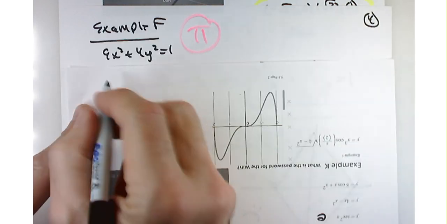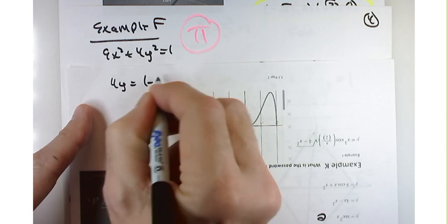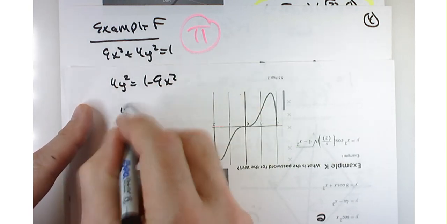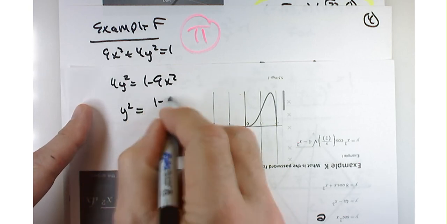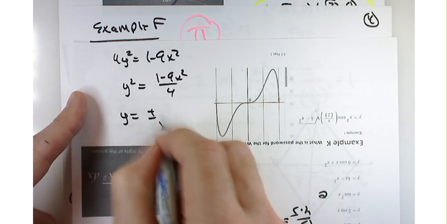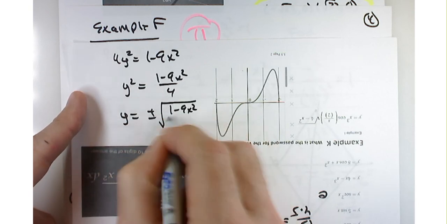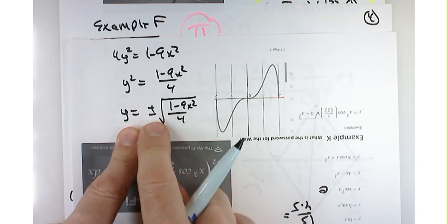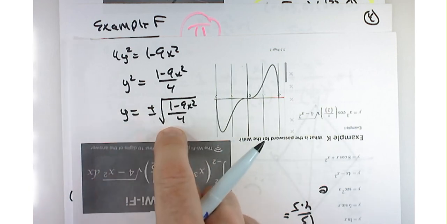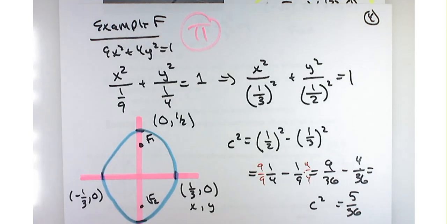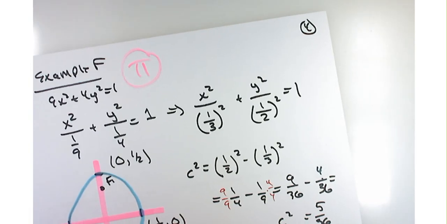is you'd have to solve for y. 4y equals 1 minus 9x squared. Then divide by 4: 1 minus 9x squared over 4. And then take the square root. Plus or minus the square root of 1 minus 9x squared over 4. And then graphing it means you have to plug this and this in separately because your graphing calculator is not going to do a plus or minus for you. So the graphing calculator is not exactly set up to do these things so nicely.